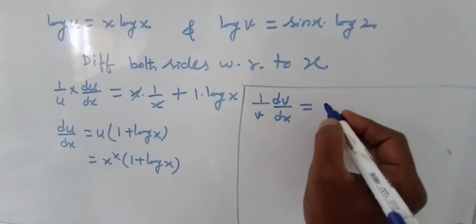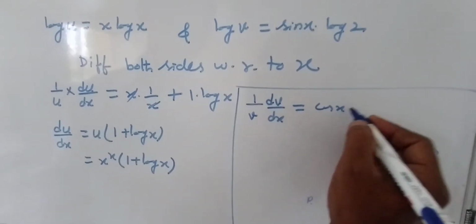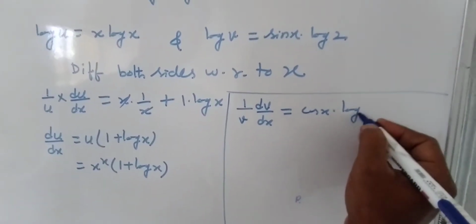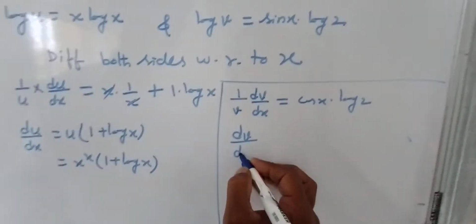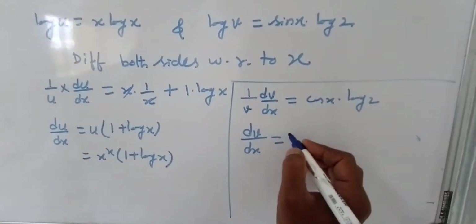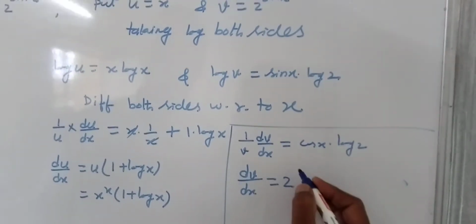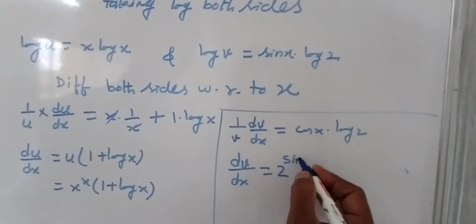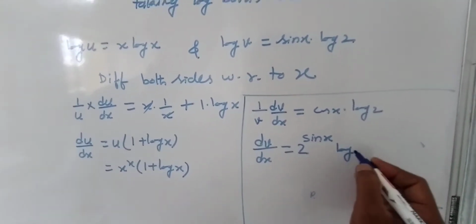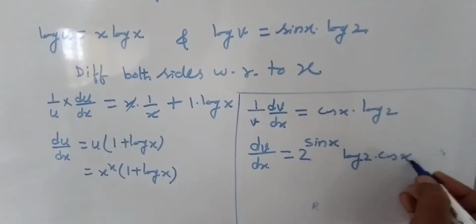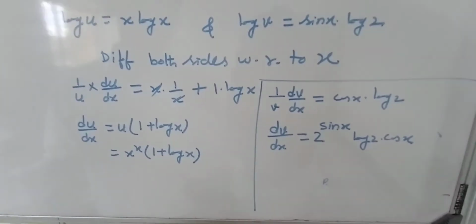log 2 is constant, so derivative of sin x is cos x into log 2. So dv by dx equals v, that means 2 to the power sin x, and log 2 cos x. So we got du by dx and dv by dx.